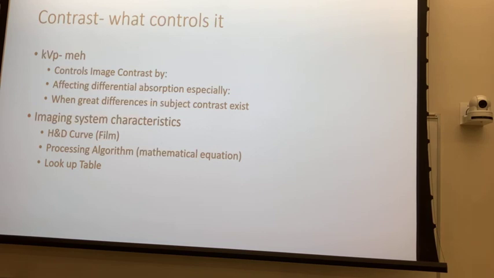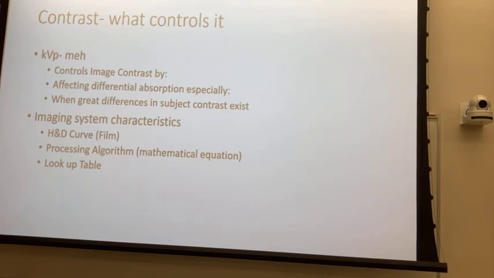The H&D curve is an S-shaped curve that identifies minimum exposure, maximum exposure, minimum density, and maximum density. So what we have is an exposure axis and a density axis. Okay? So this is radiographic exposure, right? This is the exposure to the image receptor. So on film, the more exposure we have to the image receptor, the higher the density we have.